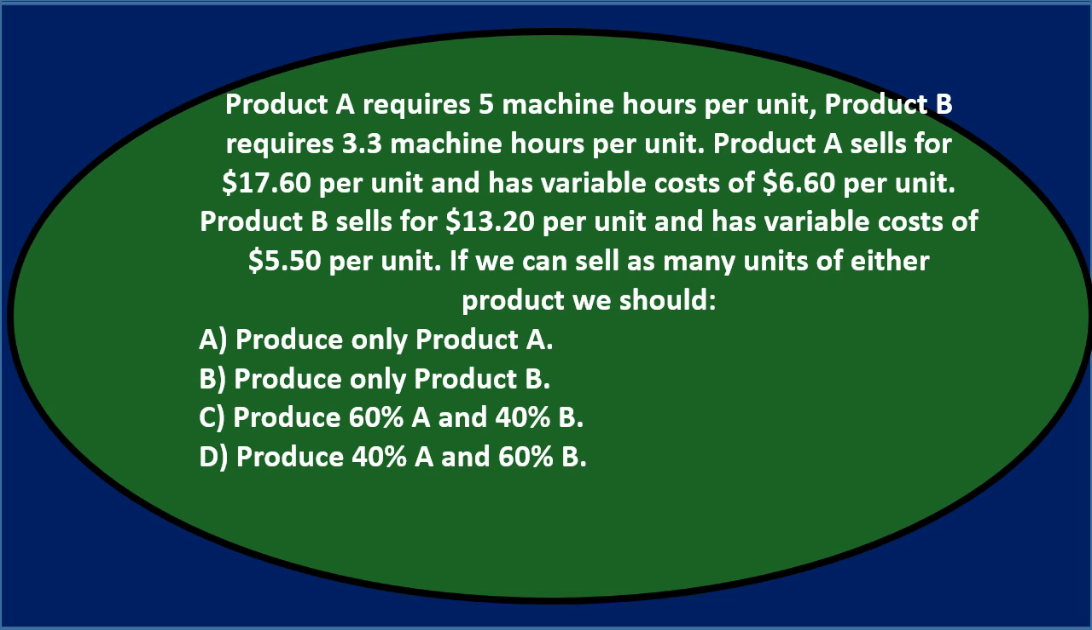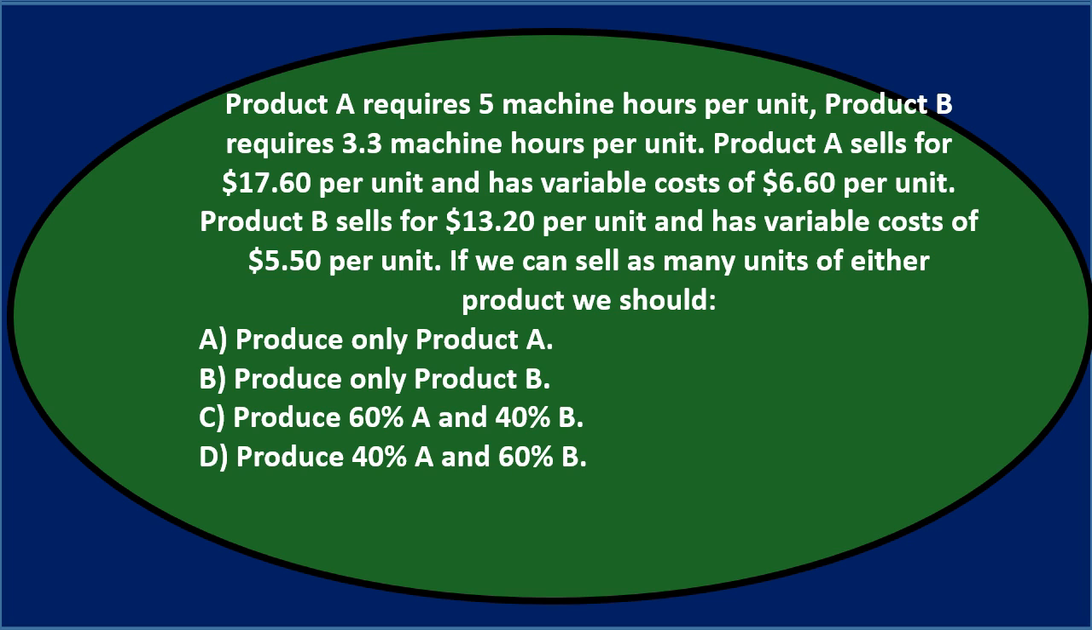Product A requires 5 machine hours per unit. Product B requires 3.3 machine hours per unit. Product A sells for $17.60 per unit and has variable costs of $6.60 per unit. Product B sells for $13.20 per unit and has variable costs of $5.50 per unit.